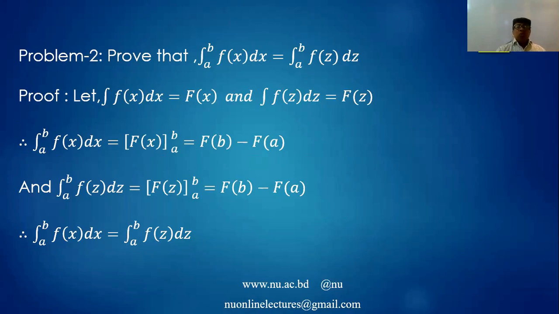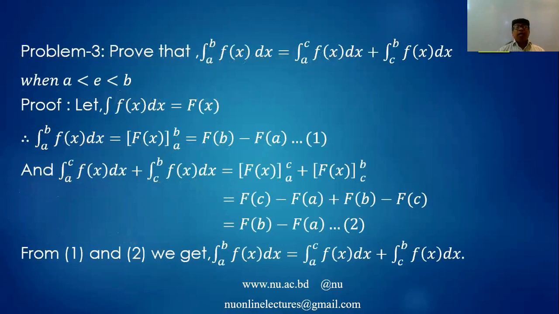So problem two is proved already. Our next problem is: prove that integration a to b f of x dx equals integration a to c f of x dx plus integration c to b f of x dx, when a is less than c less than b. This is c, not e. Take it c. This is our problem. Proof.